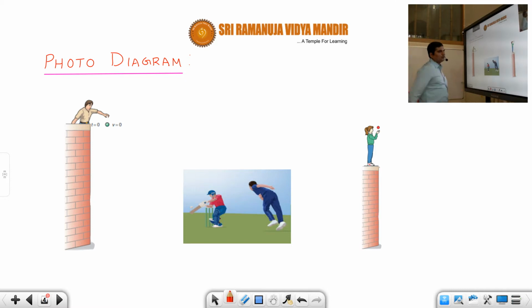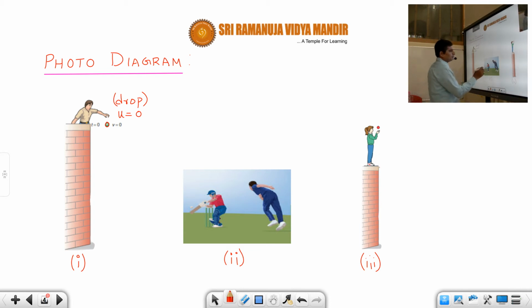Okay, students. Before solving these problems, let us understand more deeply what the photo diagram is for the ball which is projected downwards or projected vertically upwards. Now let us see three cases: case number 1, case number 2, and case number 3. In the first case a ball is dropped. So what is the photo diagram? Dropped means, always remember, students, initial velocity is 0. We are not throwing the ball downwards, we are just leaving the ball. So initial velocity is 0.